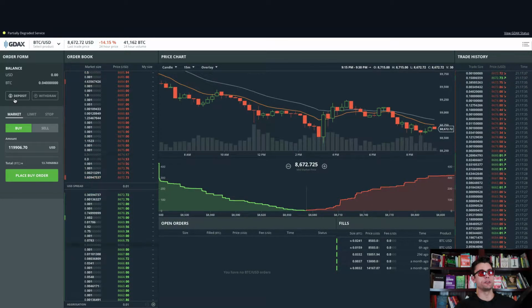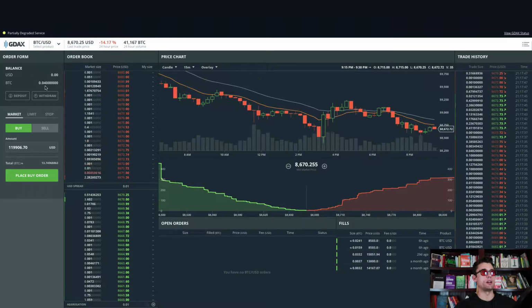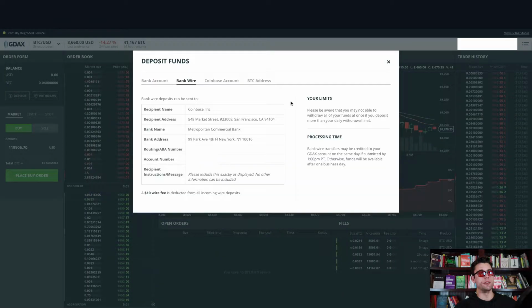Right here is where you'll deposit or withdraw your funds. So right now, I have 0 USD in my account, and I have 0.04 Bitcoin in my account. So if I want to buy something, if I want to buy some Bitcoin or Litecoin or Ethereum over here, I would have to deposit some USD in my account. So I would just click on deposit, and this would come up.